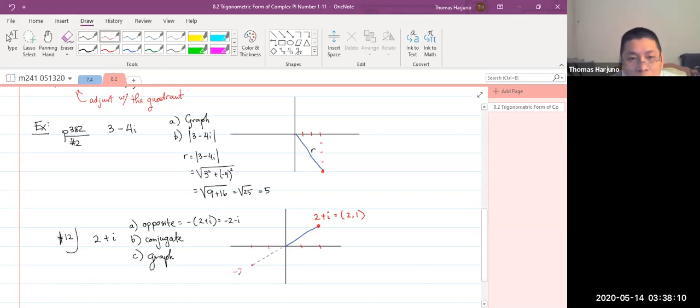This is negative 2 minus I. Now you will see the opposite of a complex number is always 180 degrees from the origin. So you can think of it this way. The opposite of this here, you go to the other side of the origin. If I pick a point here, the opposite of this will be that one. That's the opposite across the origin. You see what I mean?